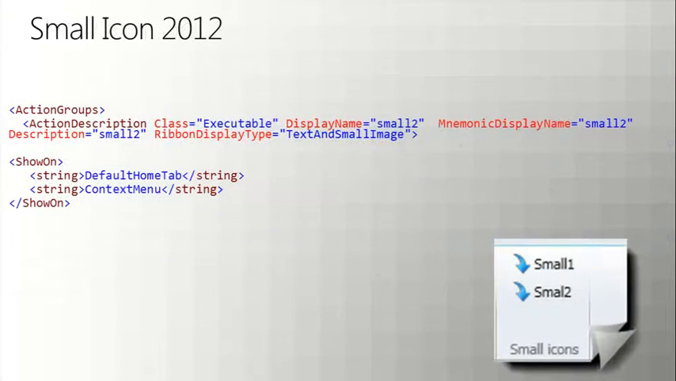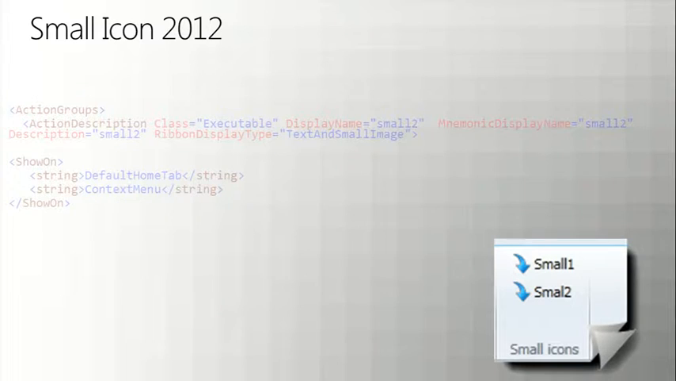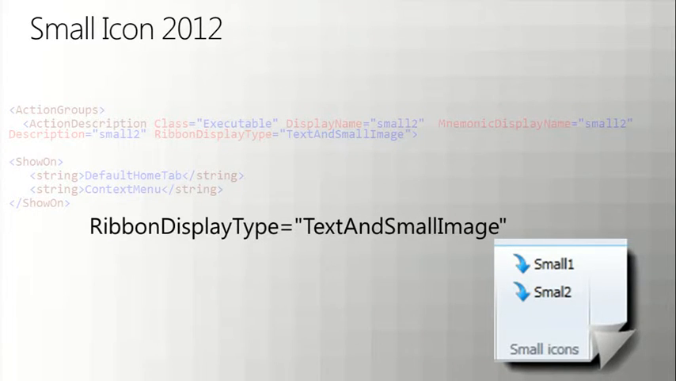We now have that paradigm shift. So we have large icons, small icons. We can put it on the contextual tab menu, the home tab. We can do lots of different things. If you want to use a small icon, the only thing that you need to add at the very top of your action description is ribbon display type. So you're going to type in text and small image. This is going to make your icon small.